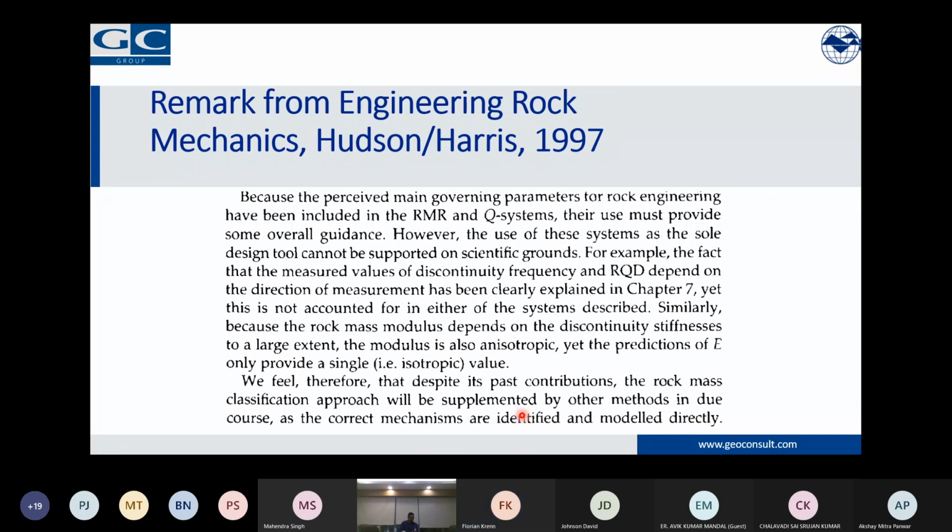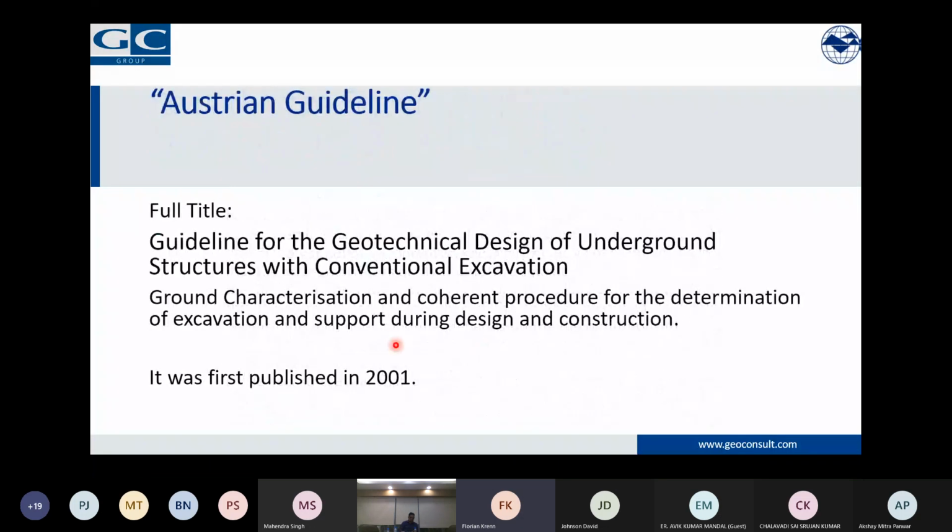And I think this is now leading me to a development which is relatively young. Basically 20 years ago, the first publication was done on this Austrian guideline. That's the short form. The full title is Guideline for the Geotechnical Design of Underground Structures with Conventional Excavation. What is interesting for us from the rock mechanics perspective is basically the ground characterization. Apart from the ground characterization, the guideline also includes the procedure for the determination of excavation and support during the design phase and the construction phase.